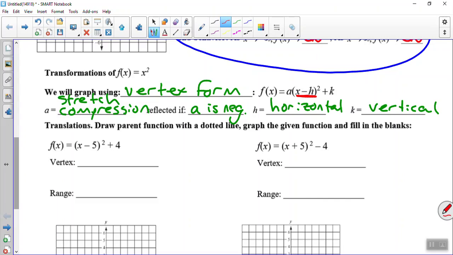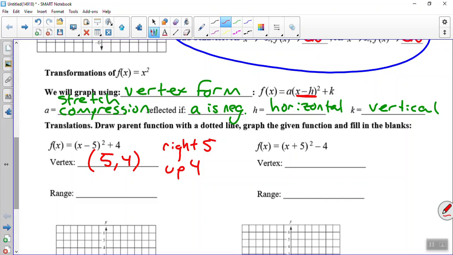So let's look at this first one. f of x equals x minus 5 quantity squared plus 4. What this is actually doing, the way this is set up, is telling us where the new vertex is. This is telling us that the graph is shifting to the right by 5 units and up 4. So if the vertex moves right 5 and up 4, the new vertex is at the point 5, 4.